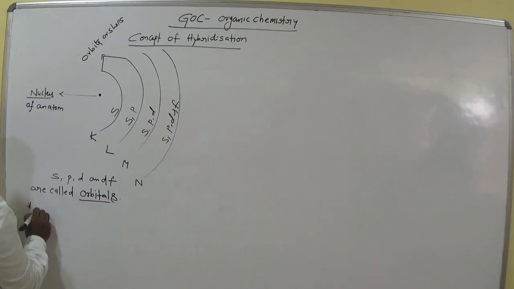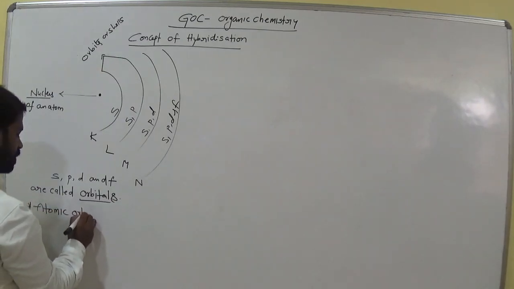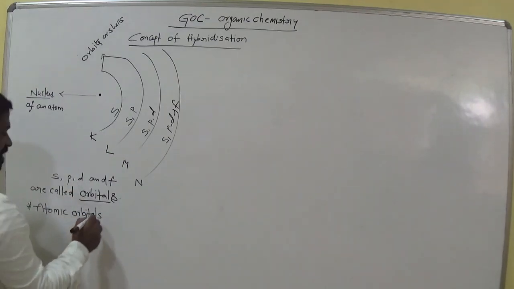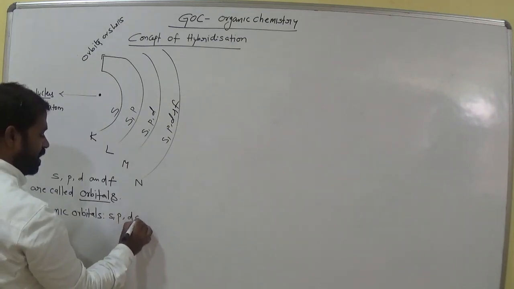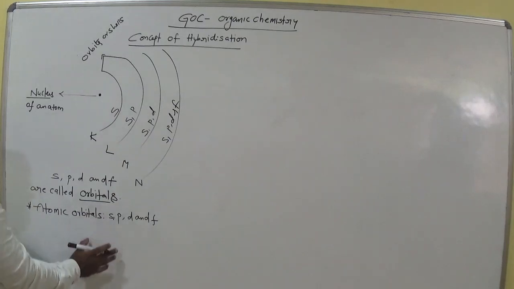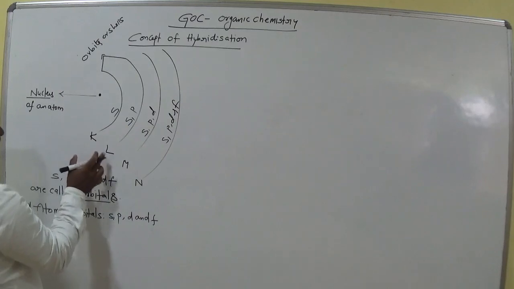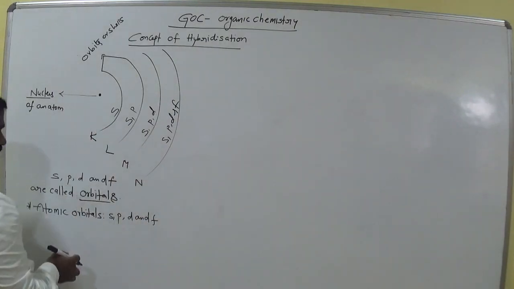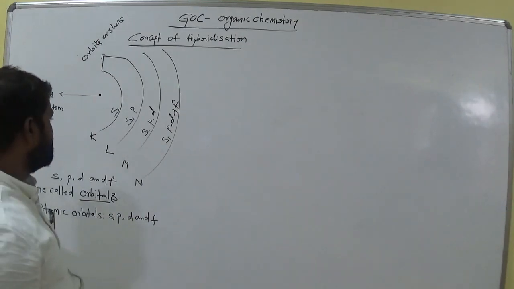So these are called atomic orbitals. What are atomic orbitals? S, P, D and F are called atomic orbitals. Why? Because these are present in the atom in a particular shell. This is the K shell, L shell, M, N shell, called orbits. And S, P, D, F are atomic orbitals. Is it clear?